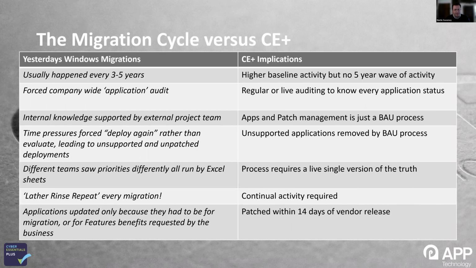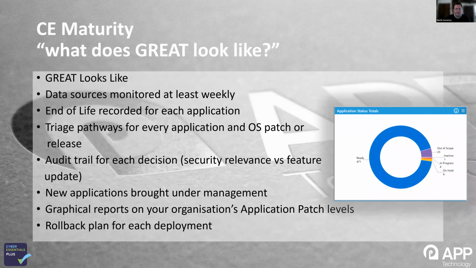And ongoing monitoring and review of your estate is needed to show progress and to highlight vulnerabilities. So, it's a complex world, but what does a great CE+ aligned approach for an enterprise look like? Well, as a minimum, to achieve great, organizations should be meeting the following goals.